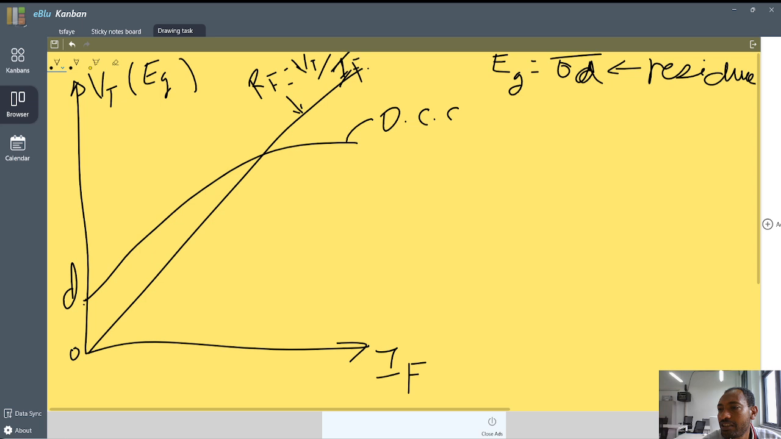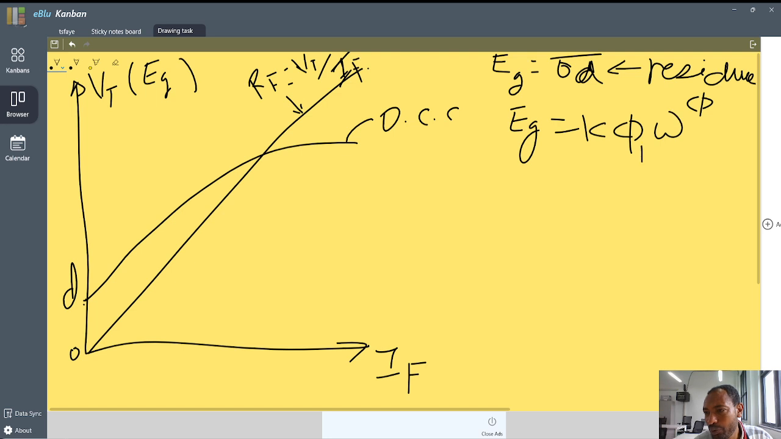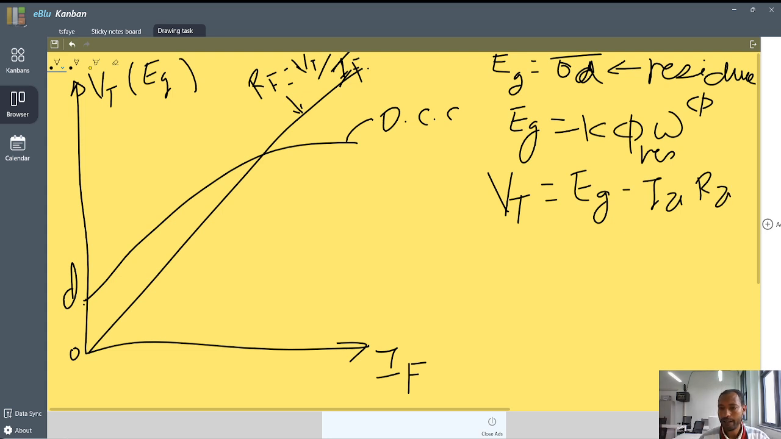Due to the residual flux, if there is EG, some EG is there. We know from the equation that EG is going to be K phi omega due to the residual flux. Now this EG is already generated internally, and from the equation of the shunt generator, we know VT is going to be EG minus IA RA.